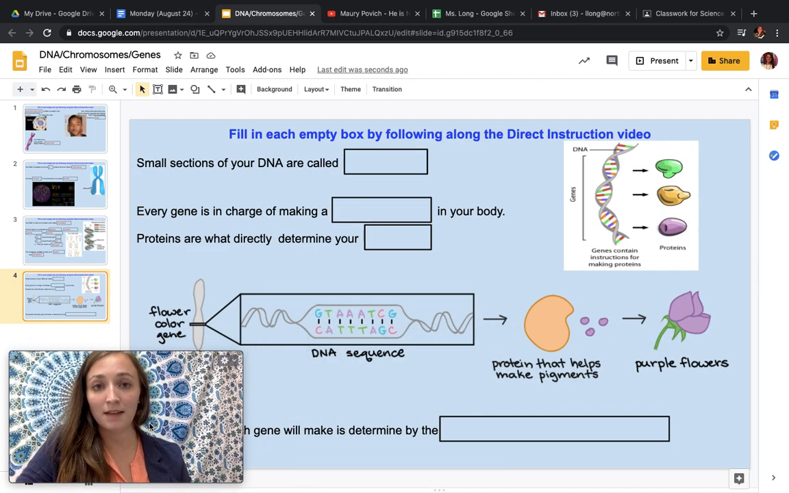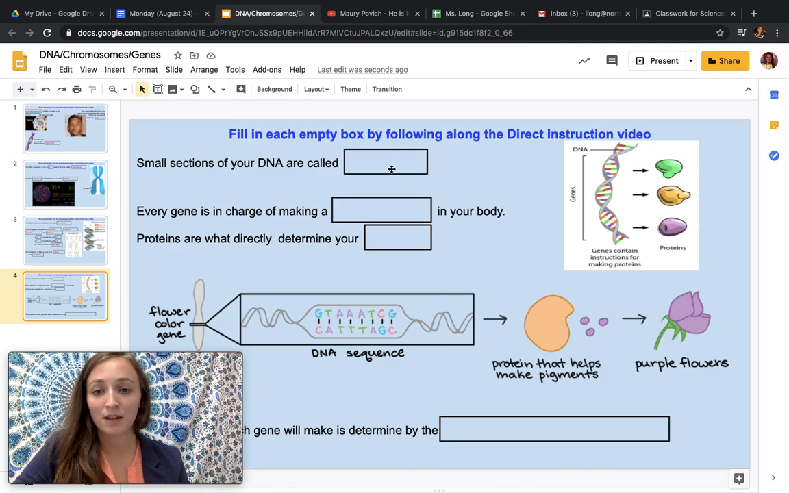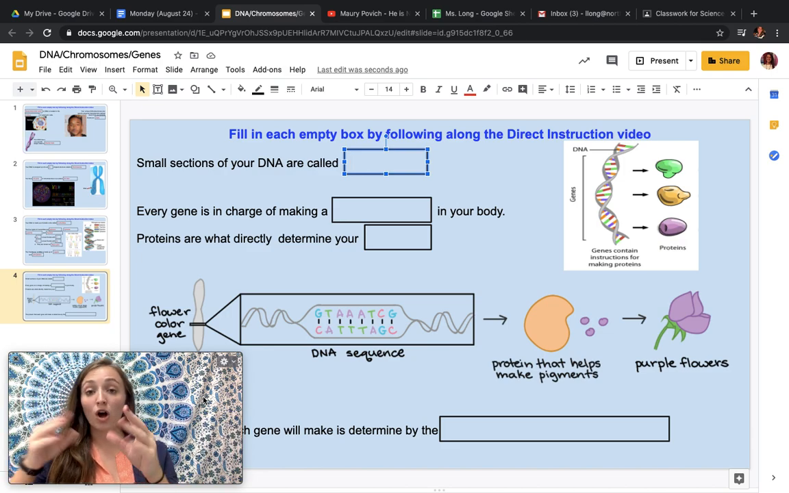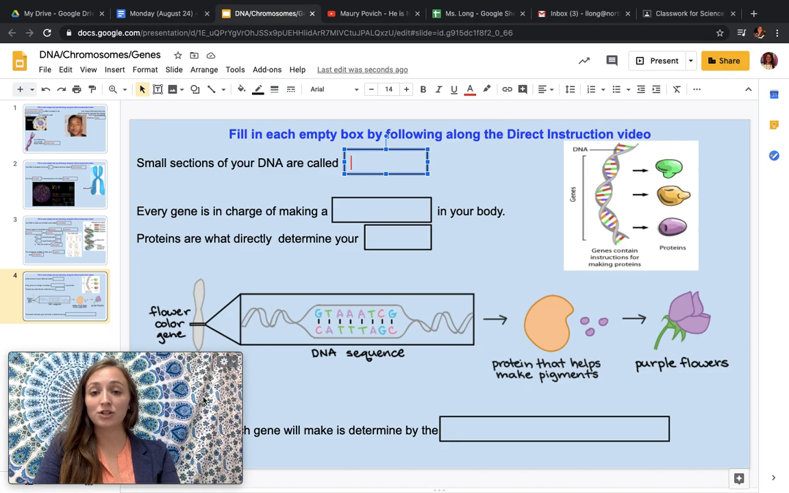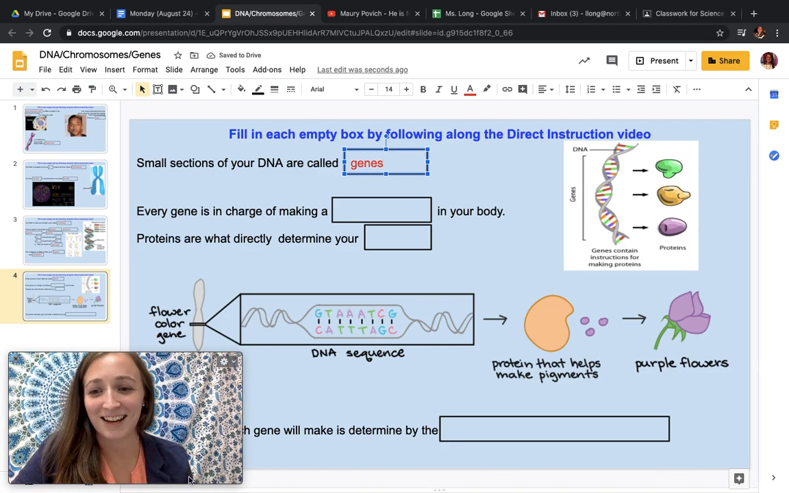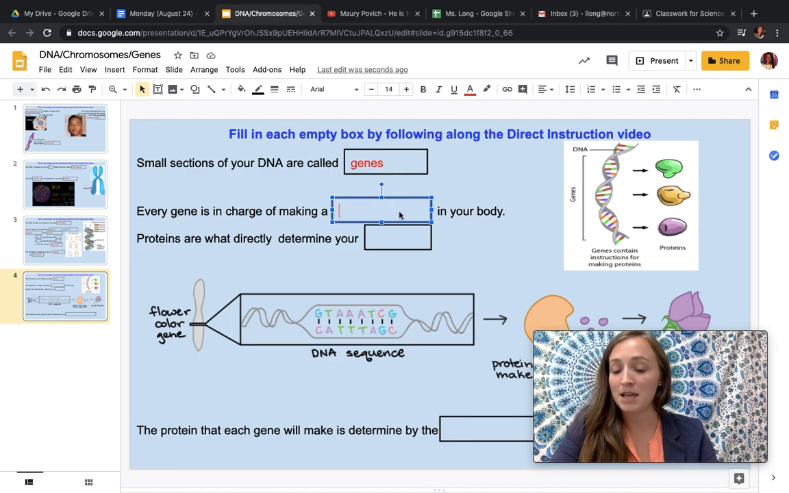Last slide, and then we'll go back over it because I am throwing information at you today. We are going to break it down further one more time. So we have this long string of DNA. Each long strand of DNA has different sections. Those sections are called genes, not like jeans that you wear, this kind of genes, G-E-N-E-S. So every gene is in charge of making a protein in your body.